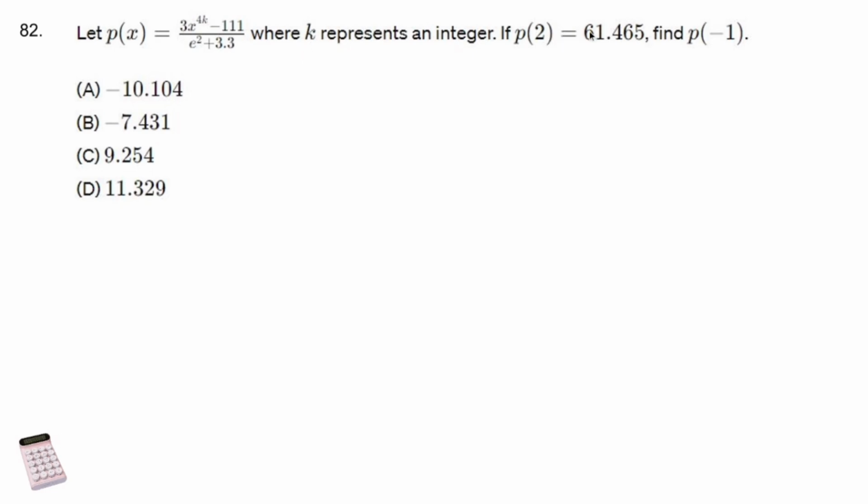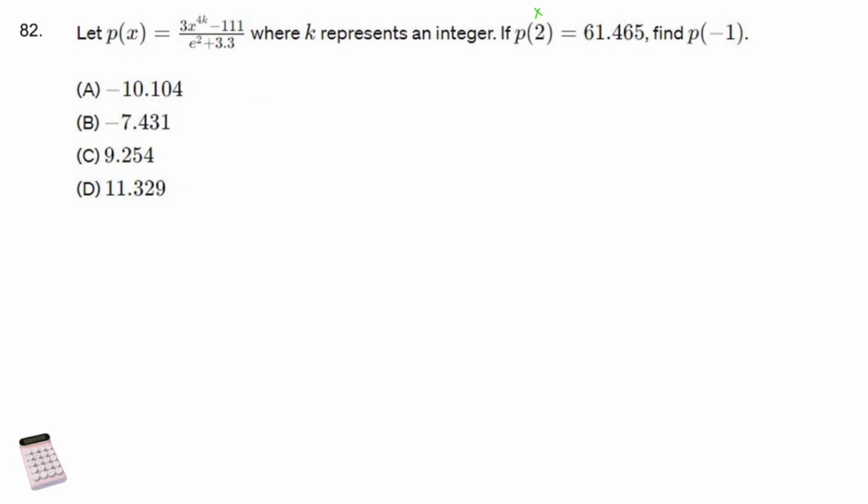If P of 2 equals 61.465, find P of negative 1. So this is what I'm going to do. I'm going to run to a calculator, come back here, and then run back to a calculator again. What I need to do first is it just told us that if I were to plug in 2 for x, because P of 2 means x is 2, I'm going to get 61.465. Okay, so let's actually do this.